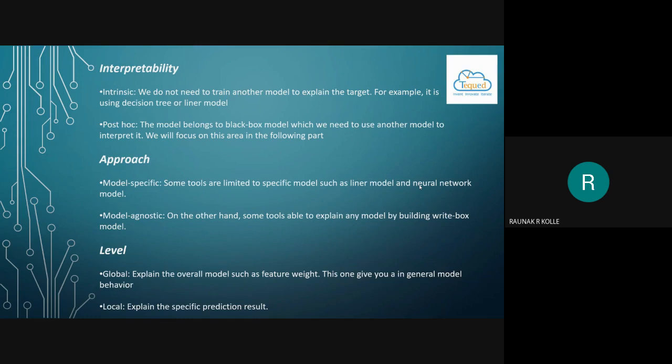The third criterion is the level, in which we have the global and local levels. The global level explains the overall model, such as feature weight. This one gives you an in general model behavior. Local criterion explains the specific prediction result for a particular model.